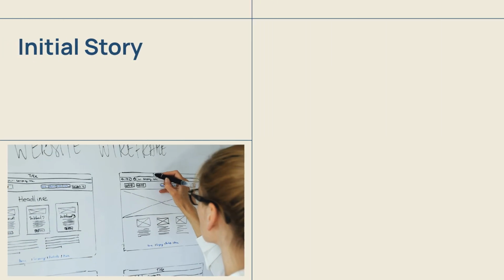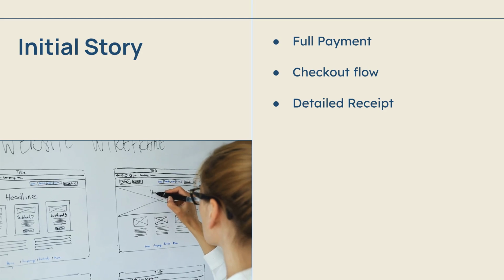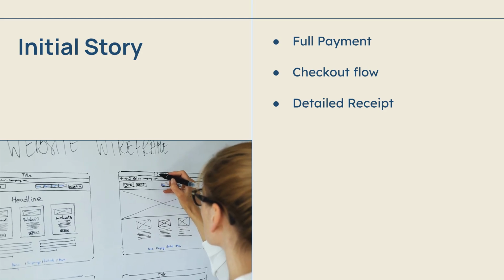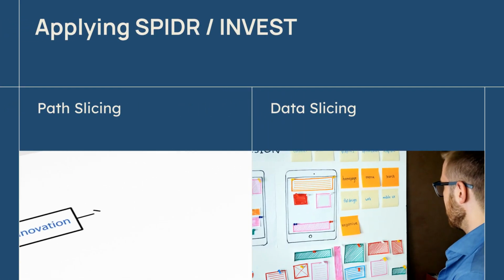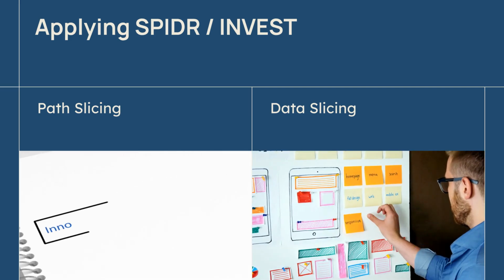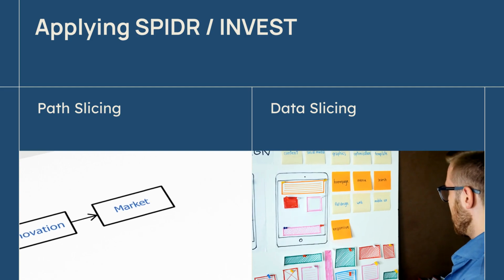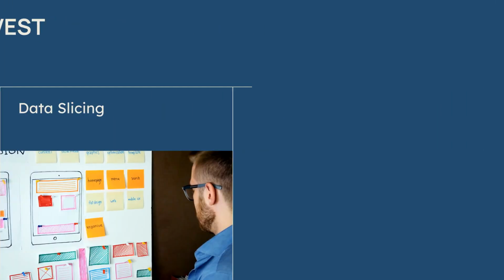Consider a large initial story. As a customer, I can purchase a product and receive a detailed receipt. This is too big and violates the S and E in INVEST. Using paths, we slice the purchase into add product to cart and process basic payment. Using data, we split the receipt into simple confirmation first, and later detailed downloadable receipt. Each new story now meets the INVEST criteria.